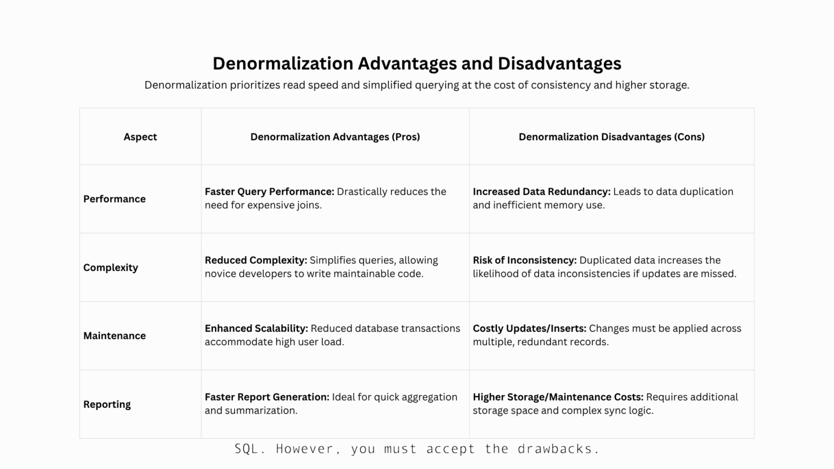However, you must accept the drawbacks. Denormalization is a commitment to redundancy, which inherently increases storage usage and the risk of data inconsistency. If an employee changes their name and the name is copied across 10 different denormalized tables or columns, you must ensure that all 10 tables are updated. If even one fails, your data drifts. This makes updates and inserts costlier and increases overall maintenance complexity.